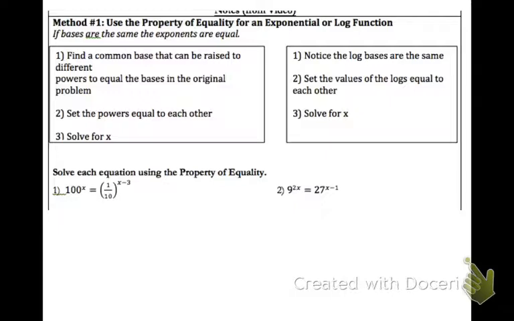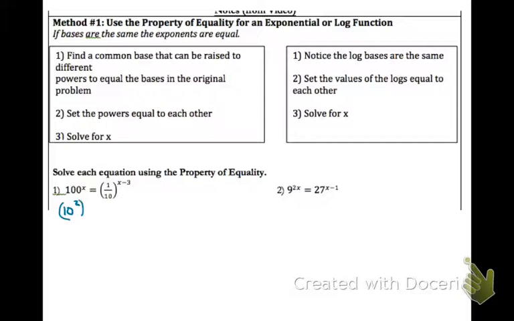So number 1, we have 100 raised to the x power equals 1/10 raised to the x minus 3. So we look at our bases and we think, is there a number that I can use as a common base raised to different powers to rewrite 100 and a 10th? So I think about 10. I can square 10 to get 100.